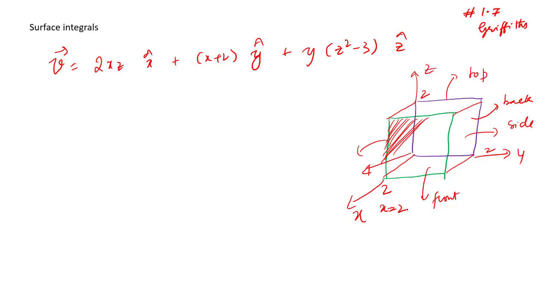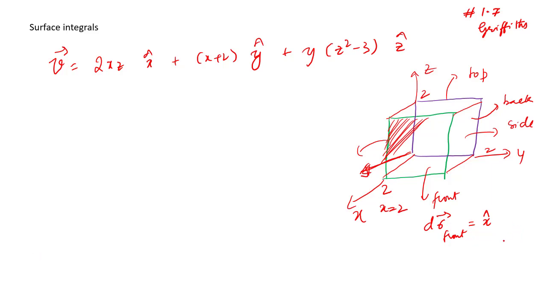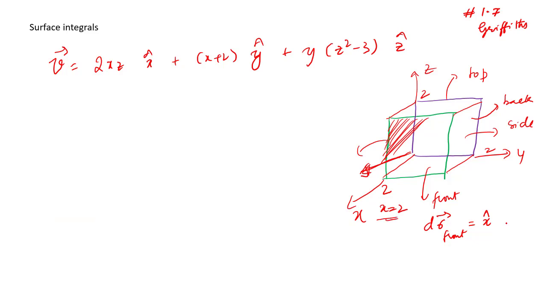So the areal vector is pointing out, and then we can write the areal element d sigma for the front face as along the x-axis, because it's pointing that way, and I change dy and dz, because x is fixed at 2 for the front face. To go over the front face, we are changing y and z only.